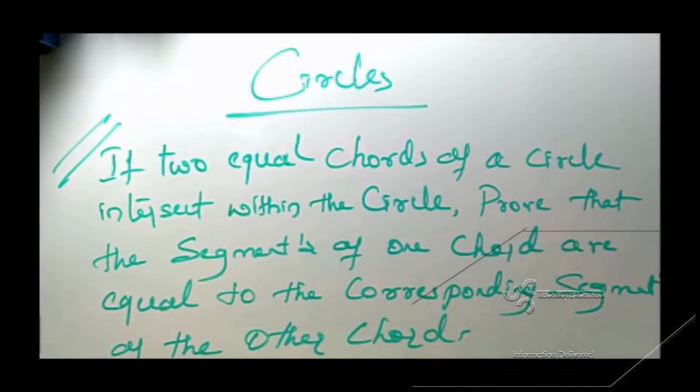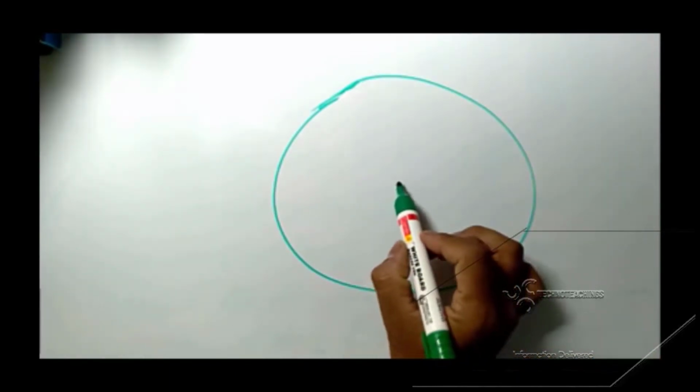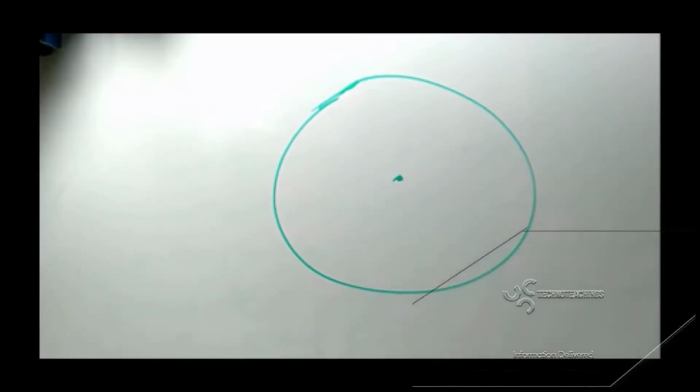If two equal chords of a circle intersect within the circle, prove that the segments of one chord are equal to the corresponding segment of the other chord. So this is our example for today. What I do is I'll draw the figure containing the two chords right now. So now this is our circle. It is not beautiful to see, but yet it is good to understand. As you all know, every circle contains its own center point.